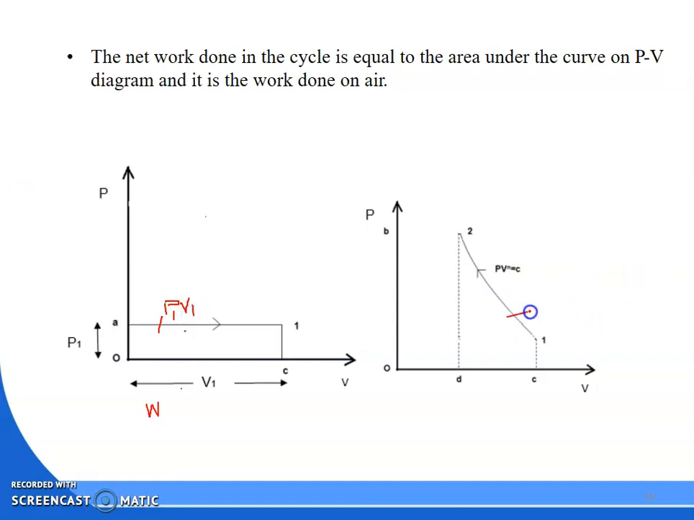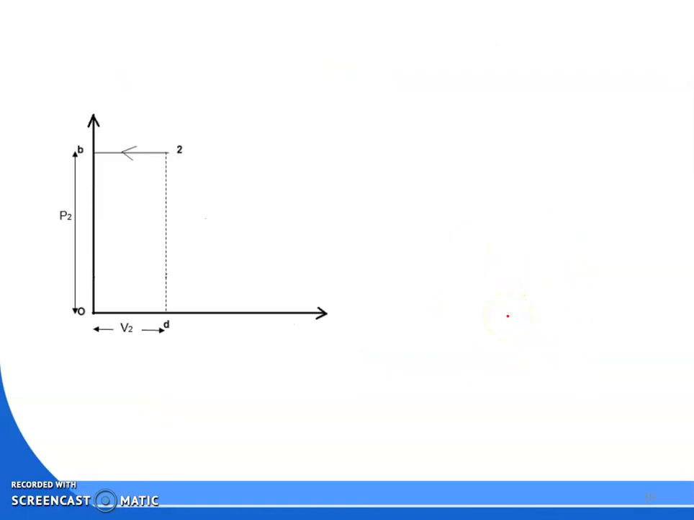For the polytropic process that you know, the work done is P1 V1 minus P2 V2 by n minus 1. That is the area under the polytropic process. Okay, if you see the 2 to B, B to O, O to D, D to 2, it is also seen as a rectangular section. The area is P2 into V2, length into breadth. Also 2 to B is a constant pressure process.